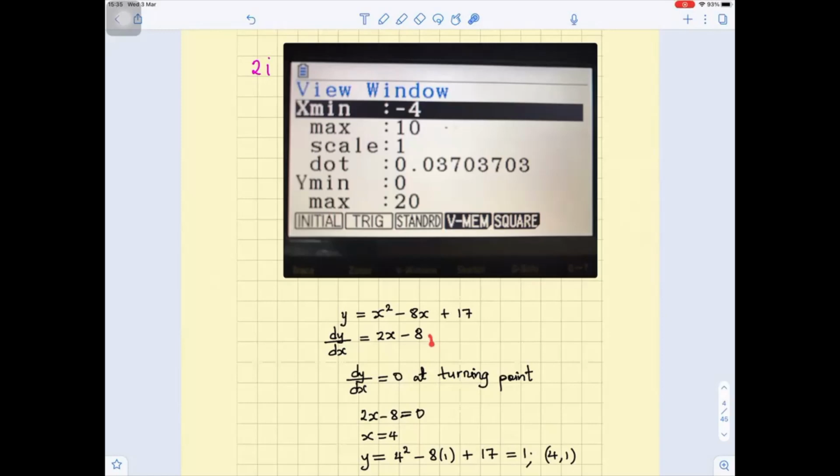Another way to do it, you differentiate dy over dx. When you differentiate x squared, you get 2x. You differentiate 8x, you get 8. You differentiate 17, you get 0. So at the turning point, dy over dx equals 0. So 2x minus 8 equals 0. When you solve that, you will get x equals 4. You substitute x equals 4 in the original function, you get y equals 1. So the minimum point is 4, 1. That means it doesn't go below 0, because the minimum point is 4, 1.